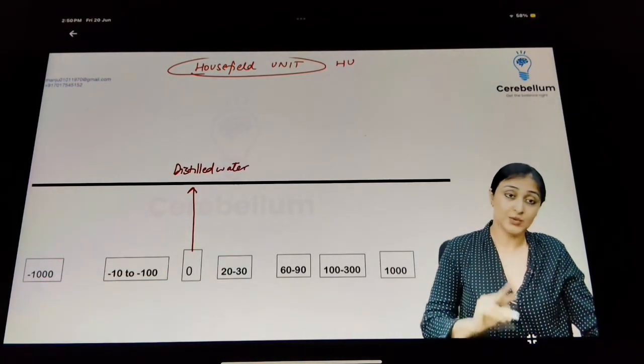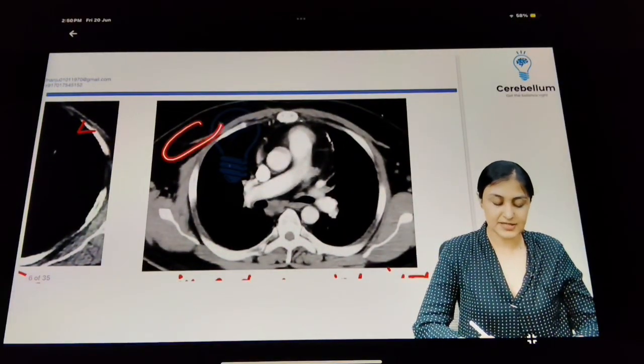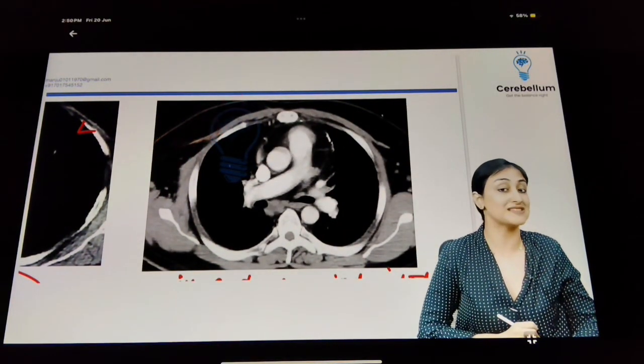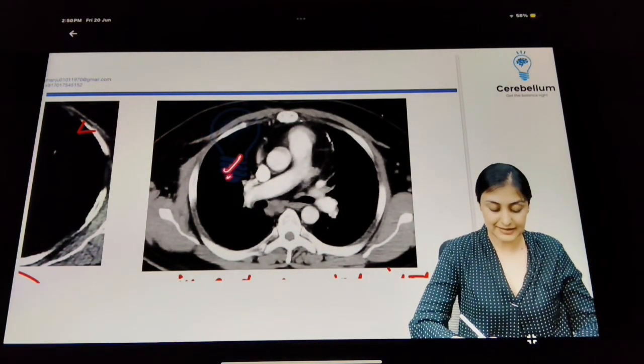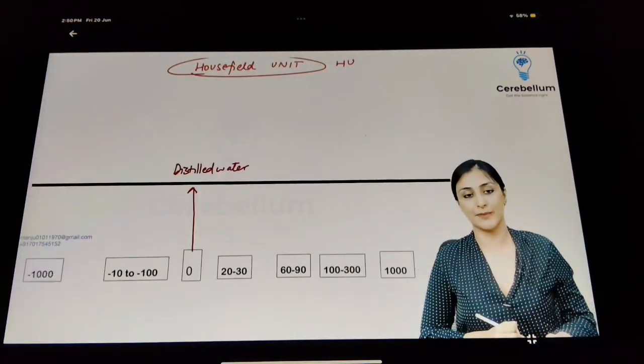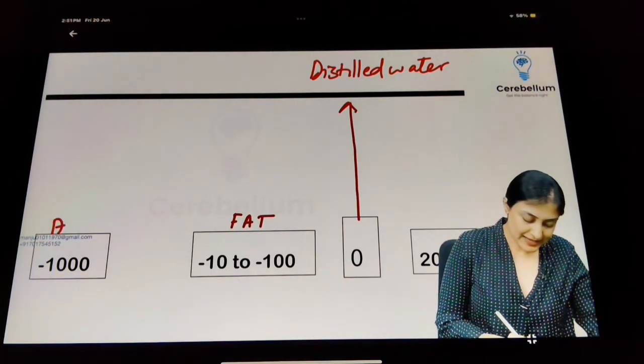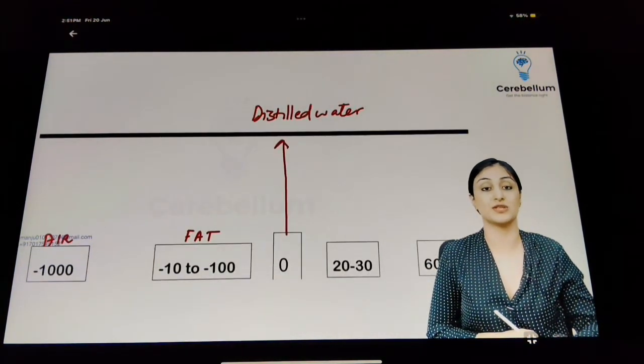Come to negative first. There are only two things which are negative HU. Let's appreciate this. Can you see here? This is the skin and this is the subcutaneous fat. You can see that the fat is dark and you can see that the air is black. Both of these are negative HU. Air is much darker as compared to fat. So fat, I give it an HU of -10 to -100, whereas air becomes -1000. Okay, so these are two things with negative HU.